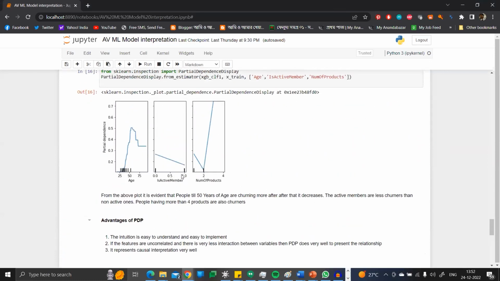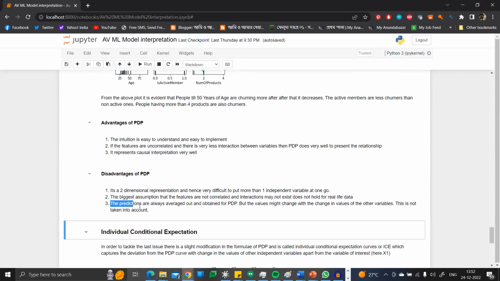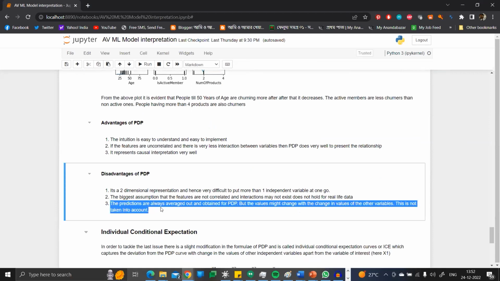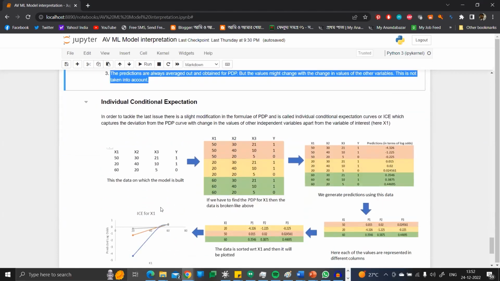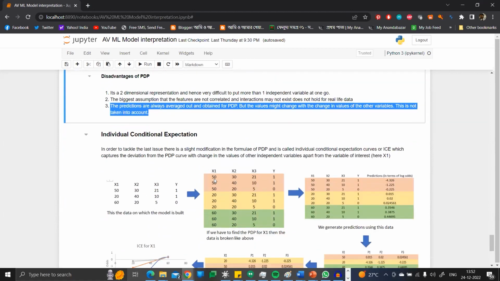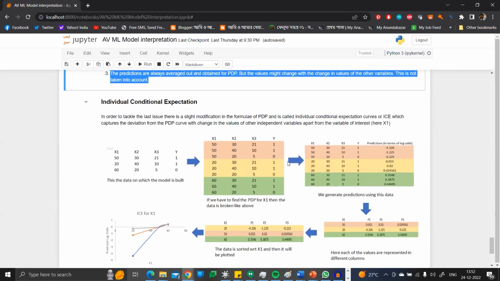In order to tackle the last one, this variation thing, there is a tweak on top of PDP, which is called the individual conditional expectation plot, which will help to do that. Over there, the calculation is mostly the same as PDP. So first we restack the data into this form, in order to remove the impact of the other variables. And then we calculate the predictions. Then for all possible values of the other variables, we create different columns like this.